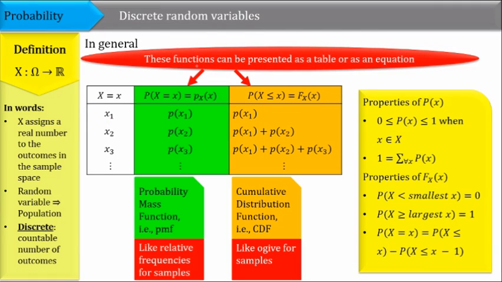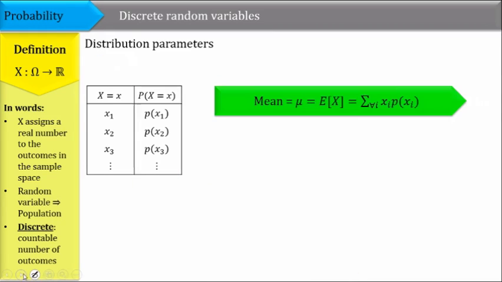Right, now very important, these functions, the PMF and the CDF, can be presented as a table or as an equation. And again, we'll have a look at some examples to illustrate this. Right, now regarding the distribution parameters, when we looked at samples, we calculated things like x bar and s squared. We called those sample statistics.